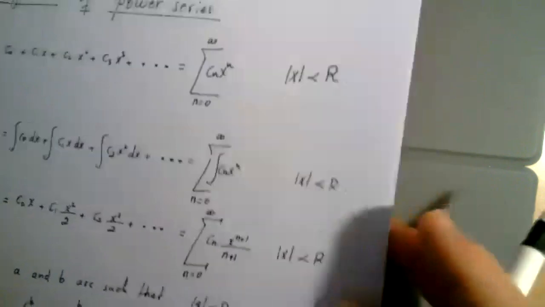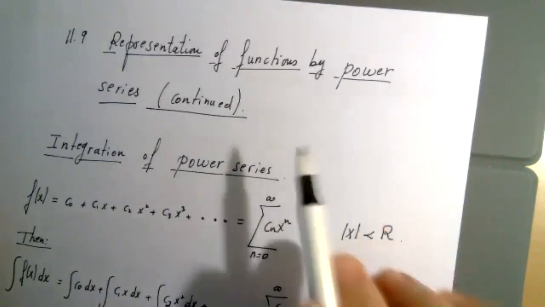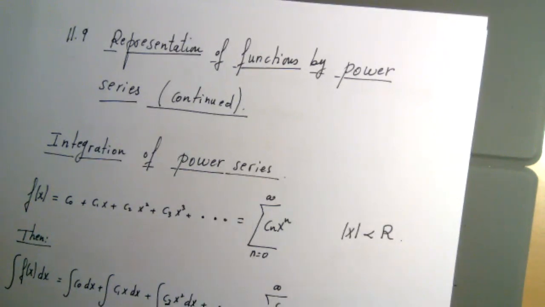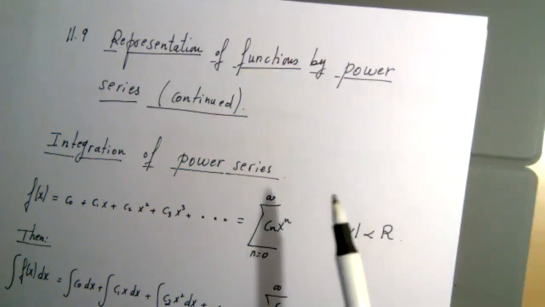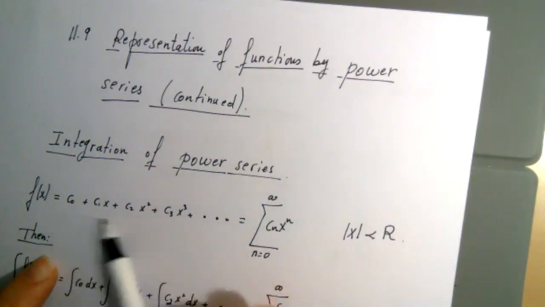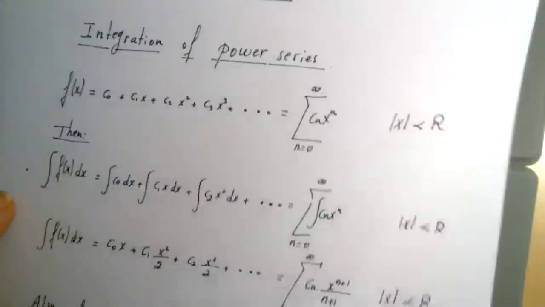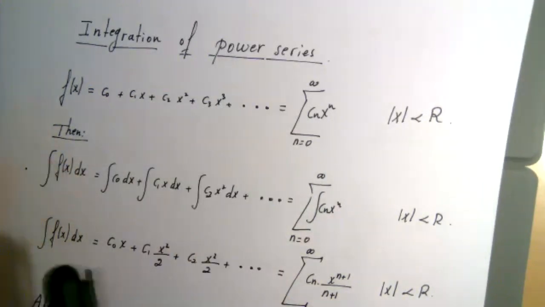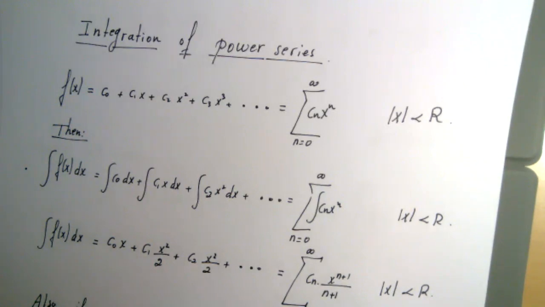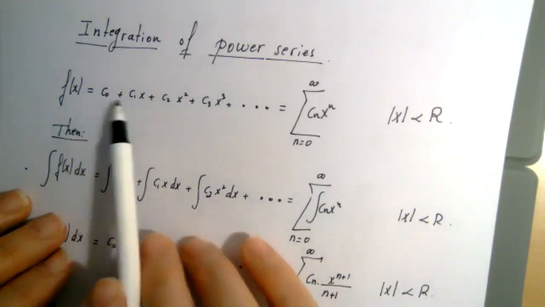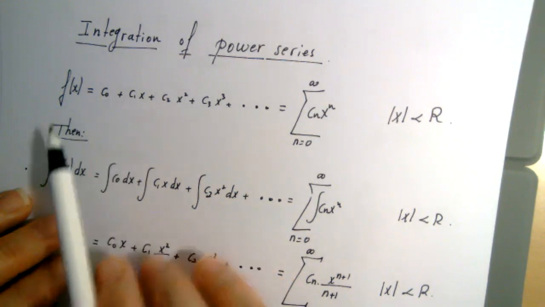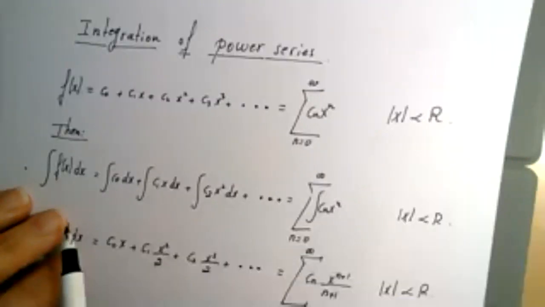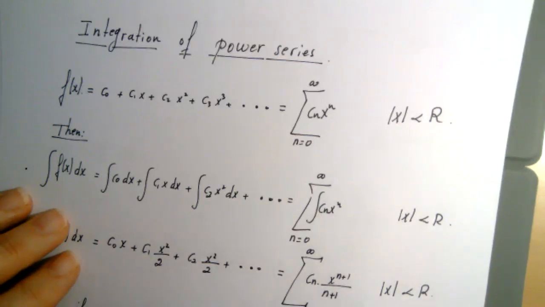All right. Representation of function by power series continued. And there is the idea of differentiation and integration. In other words, suppose I have a function f. You guys have the notes. You have a function f, and you can write it as a power series. You can write it as a polynomial of infinite degree. The question is, what about this antiderivative? If you take the integral of f, the antiderivative of f, which is a new function, what's its power series representation?